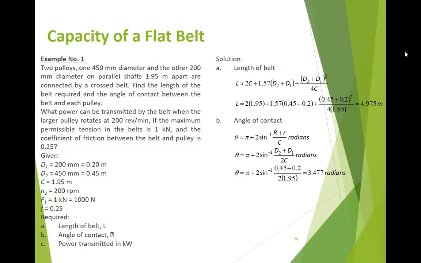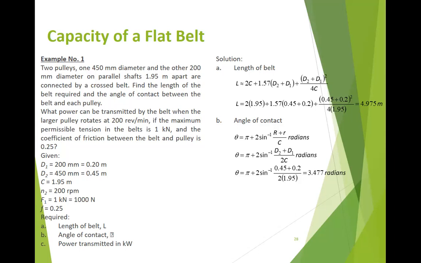What power can be transmitted by the belt when the larger pulley rotates at 200 RPM, if the maximum permissible tension in the belt is 1 kilonewton and the coefficient of friction between the belt and pulley is 0.25? Given: D sub 1 is 200 mm, check the figure for the cross belt, or 0.2 meters. D sub 2 is 450 mm or 0.45 meters.